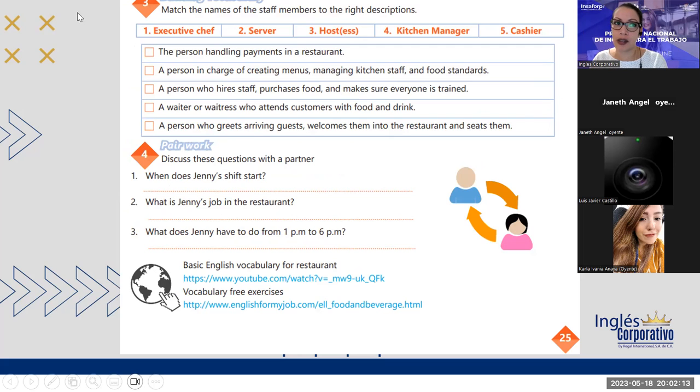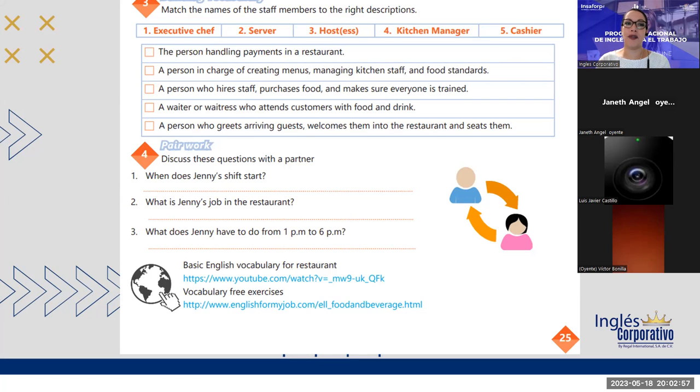You have this exercise on page 25 of your material. In the exercise, we have to match the name of the staff members to the right descriptions. Let's see. We have number 1, executive chef. Number 2, server. Number 3, host or hostess. Host is for male and hostess is for female. Number 4, kitchen manager. And finally, number 5, cashier.